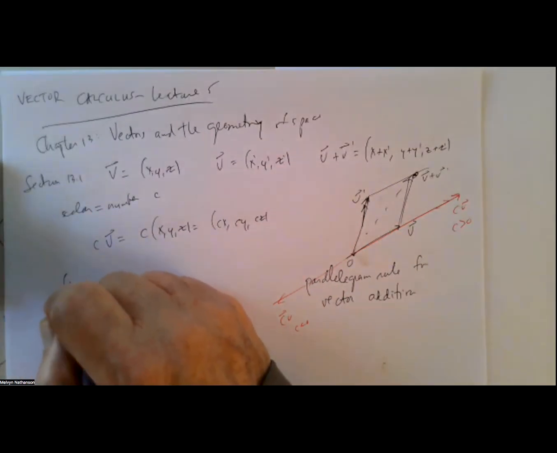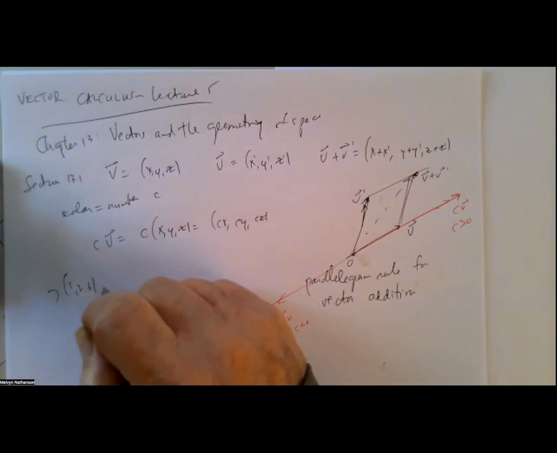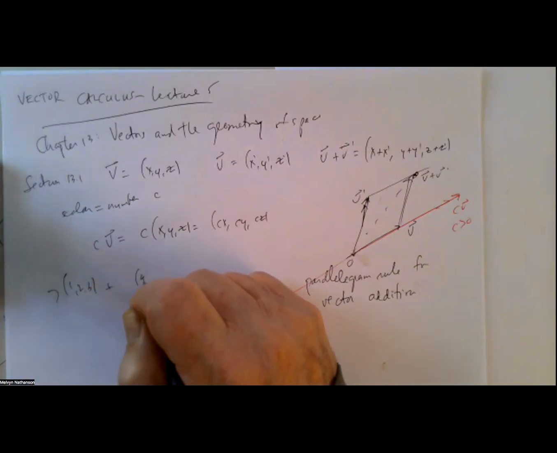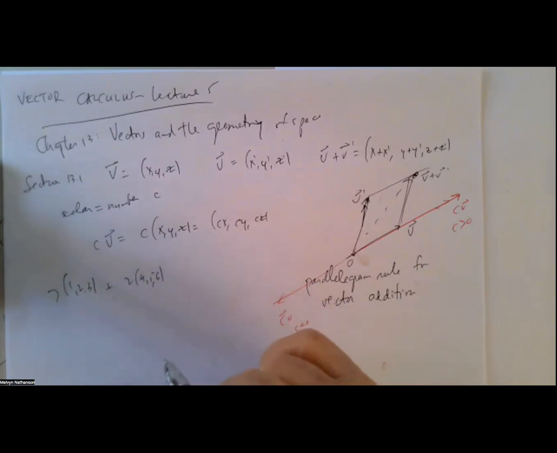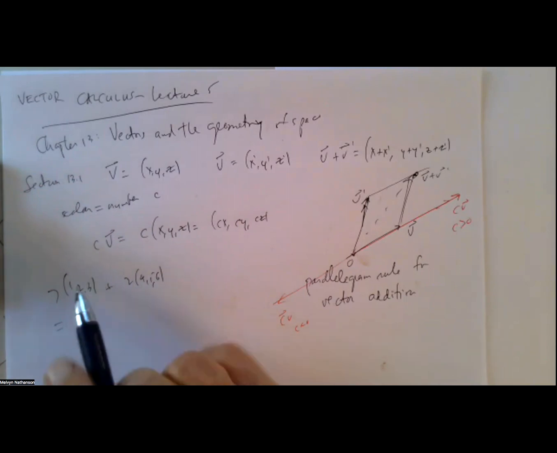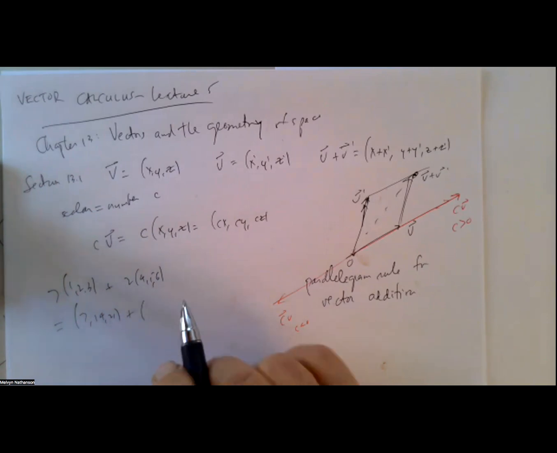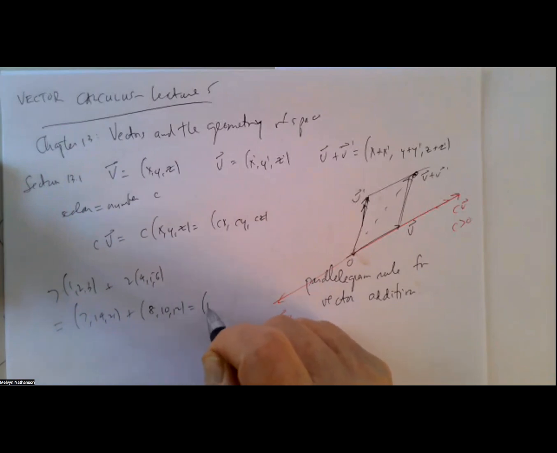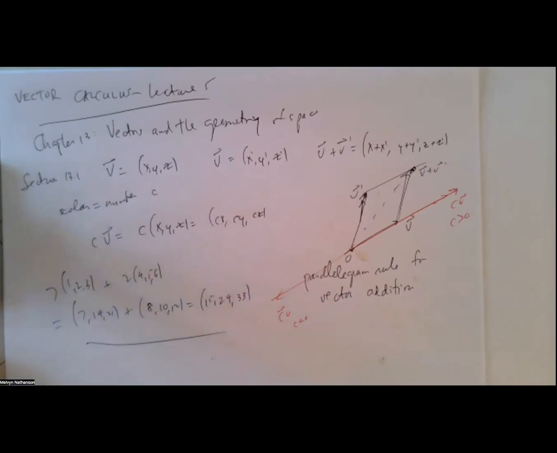So if you have the vector 1, 2, 3, and you multiply it by 7, and you subtract the vector 4, 5, 6, multiplied by 2, what do you get? 7 times 1, 2, 3 is 7, 14, 21. 2 times 4, 5, 6 is 8, 10, 12. And when you subtract, you get 15, 24, 33, if I added correctly. So that's just a simple operation on vectors.